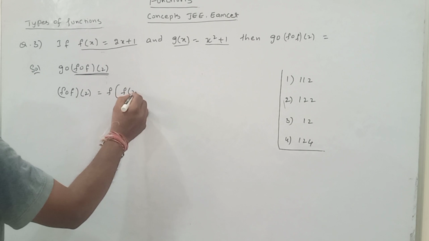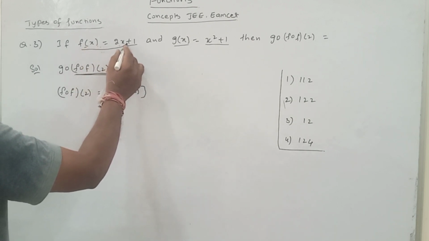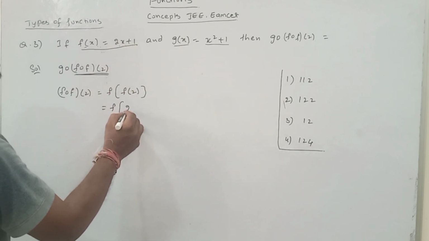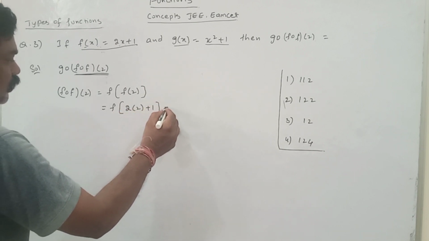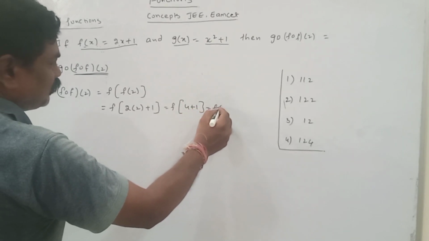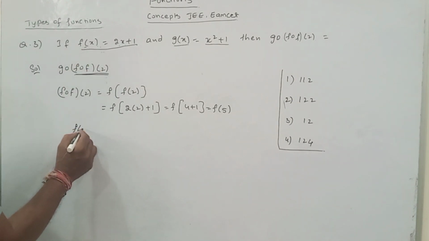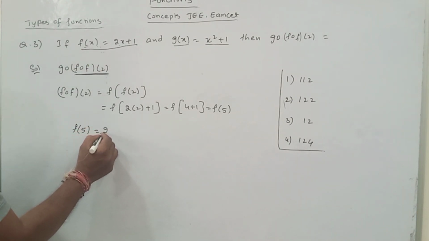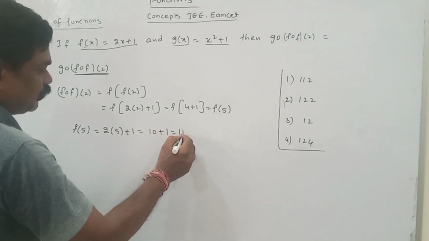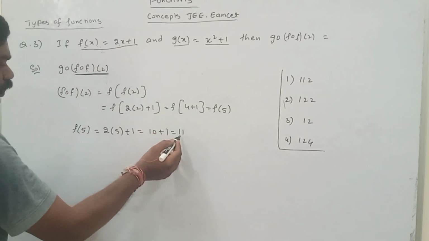What is f of 2? f of x is equal to 2x plus 1, so f of 2 is 2 into 2 plus 1, equal to 4 plus 1, equal to f of 5. So what is f of 5? f of 5 is equal to 2 into 5 plus 1, which is 10 plus 1, equal to 11. So f circle f of 2 is equal to 11.